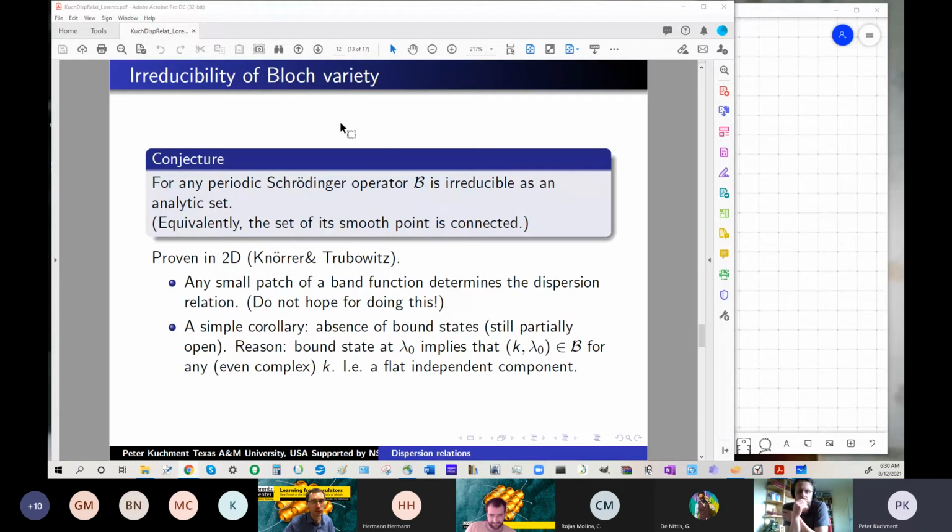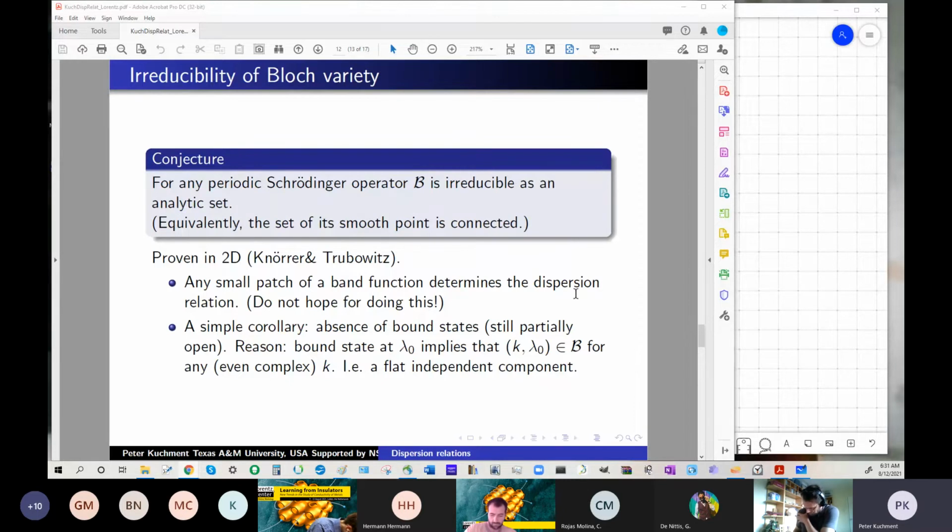Something that seems to be much more esoteric. It is irreducibility of the Bloch variety. What does irreducibility mean? Put simply, it means the following: if you take the dispersion relation and throw away all singularities and leave only smooth points, then it's a connected set. In other words, if you know even a small patch of one band function, let's say you know lambda 3 near a given quasimomentum, it uniquely determines the whole dispersion relation. That's a conjecture. So it's very rigid. You cannot do anything to lambda 3 without changing the whole dispersion relation.